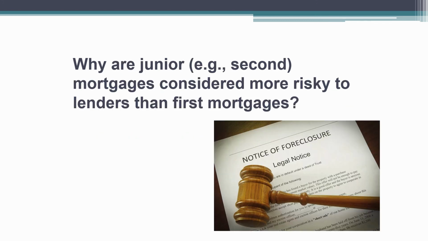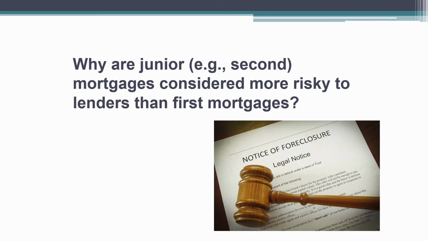Now you can see from this why junior mortgages, such as second mortgages, are considered more risky to lenders than first mortgages. If the property's value isn't enough to cover the amounts owing on both mortgages, it's the second mortgage that takes the hit. And the first mortgage may get fully paid while the second mortgage may get only partially paid or not paid at all. So second mortgages are more risky, and that's one of the reasons that they tend to carry higher interest rates than first mortgages do.